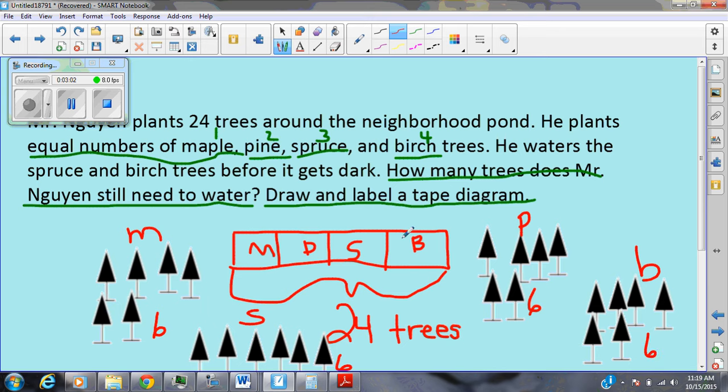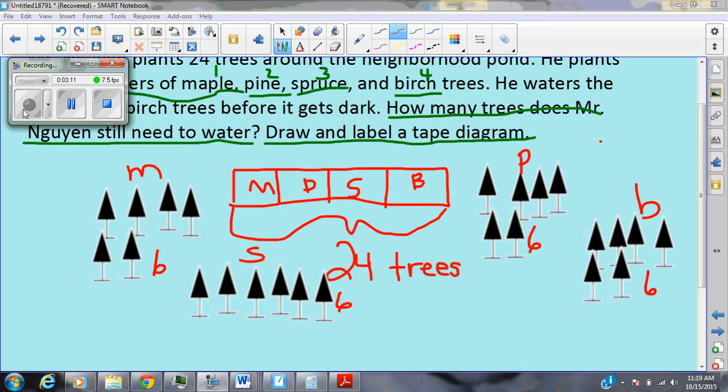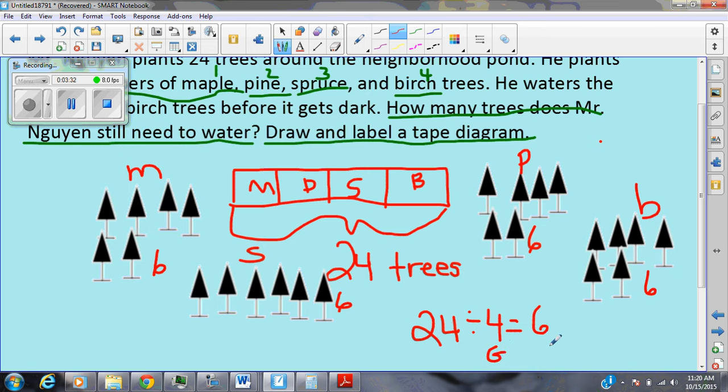So I know that I have 4 groups, and in each group I have 6 trees, and that's what I'm looking for. So because I can see that, I know that I have 24 total trees. I divided those 24 into 4 groups for the 4 different types of trees. And then I know that I have 6 in each, so that would be the size. 4 is the number of groups, so that's G. 6 is the size of the groups, and 24 would be the total. So there we have it. I found out that there are 6 trees in each group.